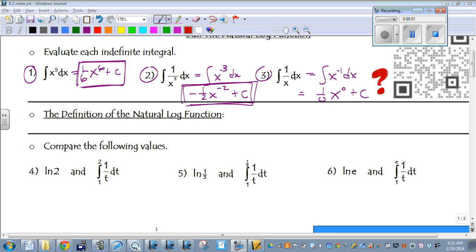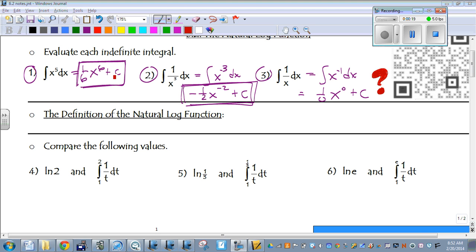Alright, let's take a look at what we get here. Hopefully 1 and 2 are not too bad. Those should be just a little review of what we've done before. Alright, we add 1 to the exponent, and then divide by the new exponent or multiply by its reciprocal. And yes, need to remember the plus c part.